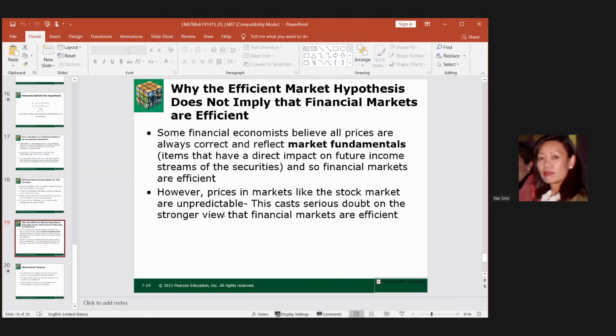However, prices in markets like the stock market are unpredictable. This casts serious doubt on the strong view that financial markets are efficient. So the other camp believes the market is not efficient because it is so volatile, like these couple of days. It's a make-money moment. If it were efficient, you wouldn't have a chance to make an abnormal return. So that's another camp.